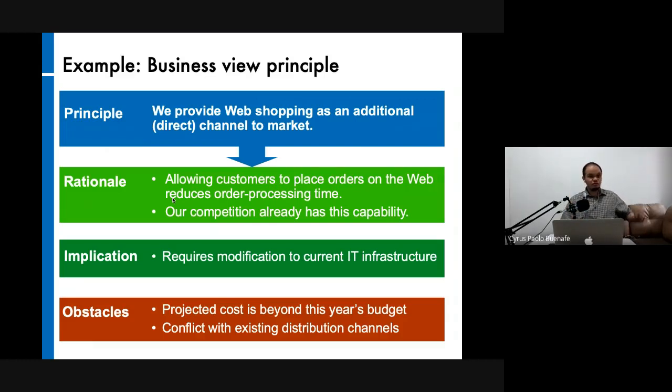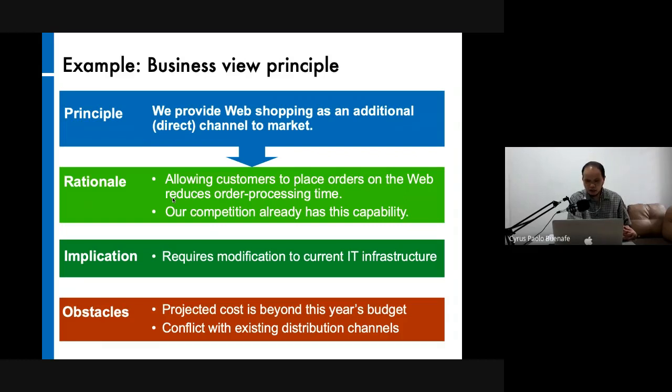Okay, so you start to see the relevance of implications. In order for you to make your principle true, this is what needs to happen. That's your implication. Now, what are your obstacles? Your obstacles: projected cost is beyond this year's budget, and it can conflict with existing distribution channels. I mean, that's a potential obstacle.